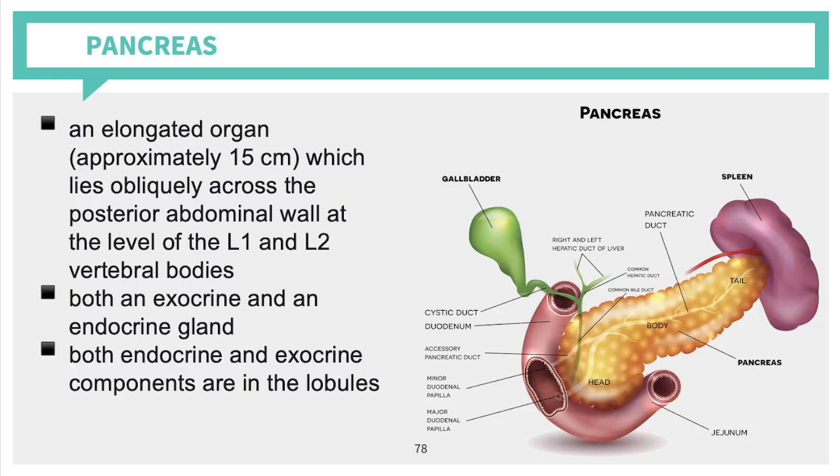So, your pancreas is a very elongated organ which lies obliquely across the posterior abdominal wall at the level of L1 and L2 of your vertebral body. So this is very technical, very anatomy. Take note, you all know that your pancreas is both an exocrine and an endocrine gland. But for now, we will focus our discussion on the endocrine gland. Both endocrine and exocrine gland components are in the lobules, okay?